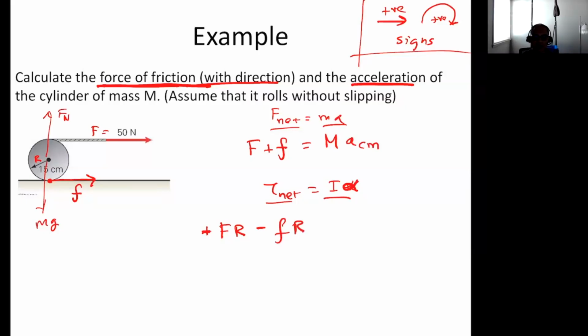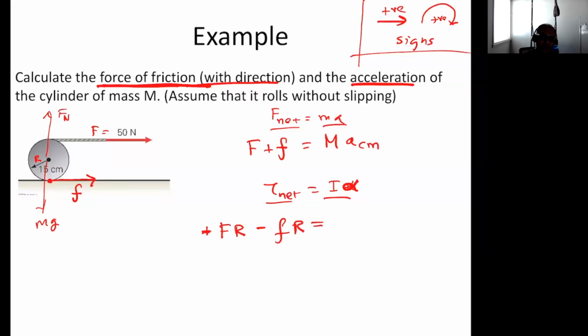Everybody clear about the net torque? There are only two forces that have torques: the capital F and the little f. Fn and mg don't have any torques, so that's it. When I do net torque, this is all that I get. And I've taken the signs of the torques into account according to my sign convention. And so that is equal to I times alpha.